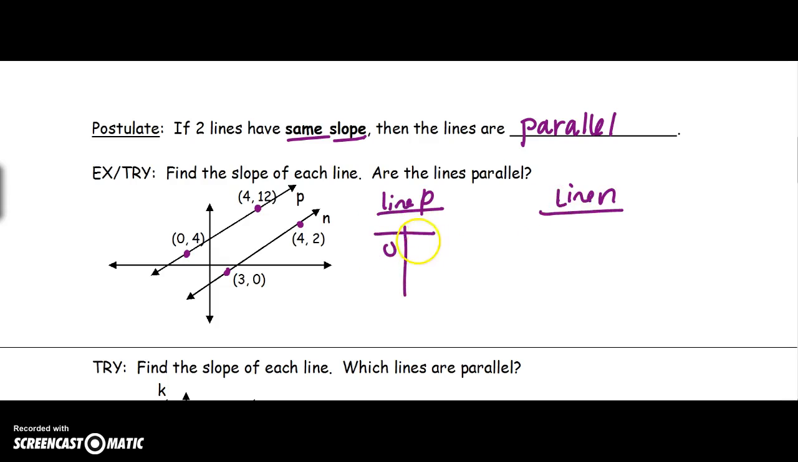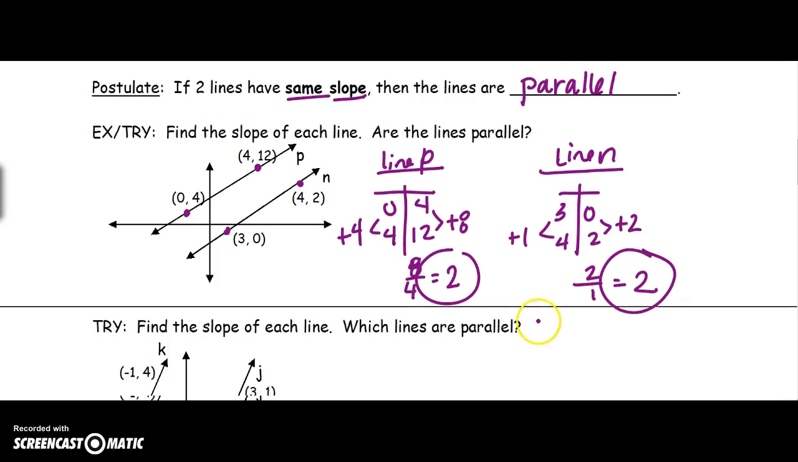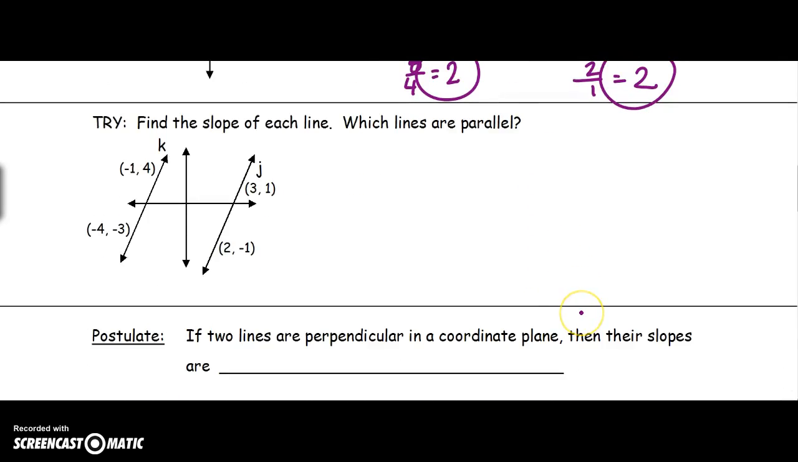So let's use our tables. We have 0, 4 and 4, 12. To get from 0 to 4, it's plus 4, and from 4 to 12 is plus 8. So you have 8 over 4 or 2. Okay, so line P has a slope of 2. In line N, we have 3, 0 and 4, 2. Doesn't matter what order you put them in as long as you have one x and one y. From 3 to 4 is 1, 0 to 2 is 2, so you have 2 over 1 or 2. So since both of these have the same slope, those two lines are parallel. So try this next example.